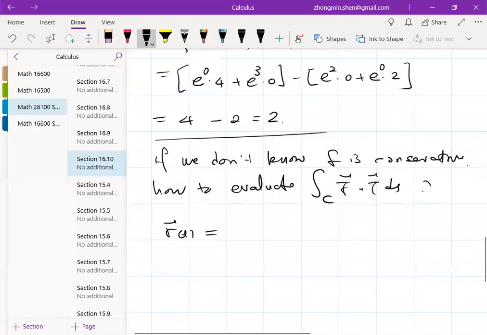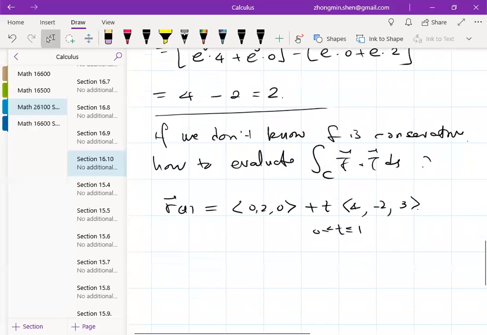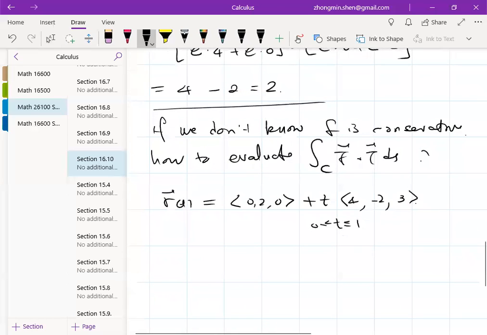How to write down the parameterization for the line segment? This will be the starting point plus t times the vector. The vector is the difference of those two points. So it's 4 minus 0 is 4, 0 minus 2 is negative 2, 3 minus 0 is 3. You can double check that t is between 0 and 1, and when t equals 0, you get the point (0, 2, 0), and when t equals 1, you get the other point (4, 0, 3). Okay, so this is a parameterization.